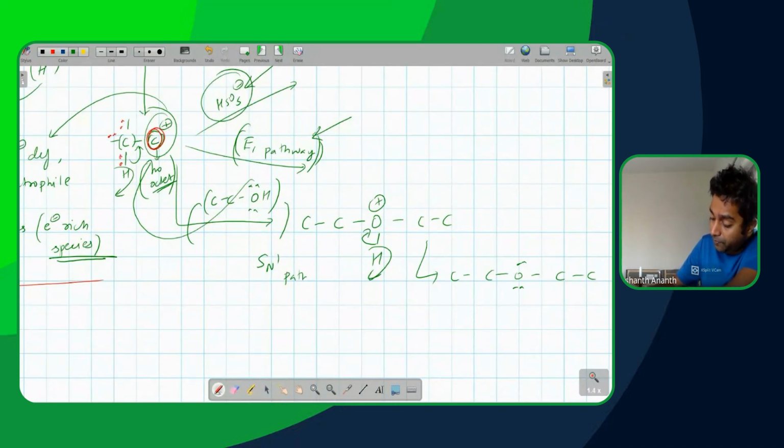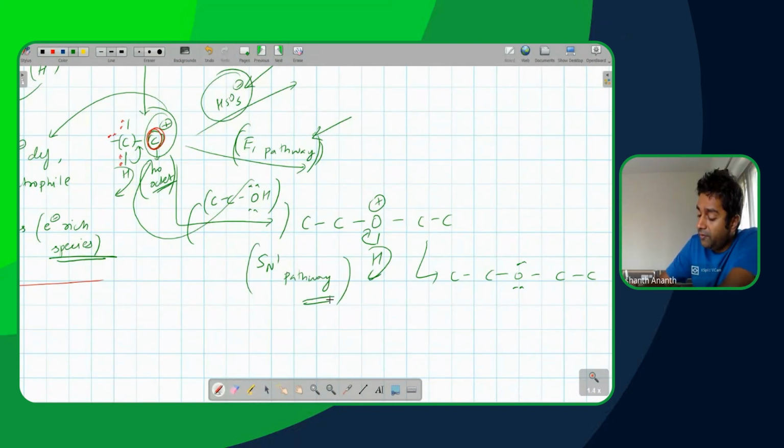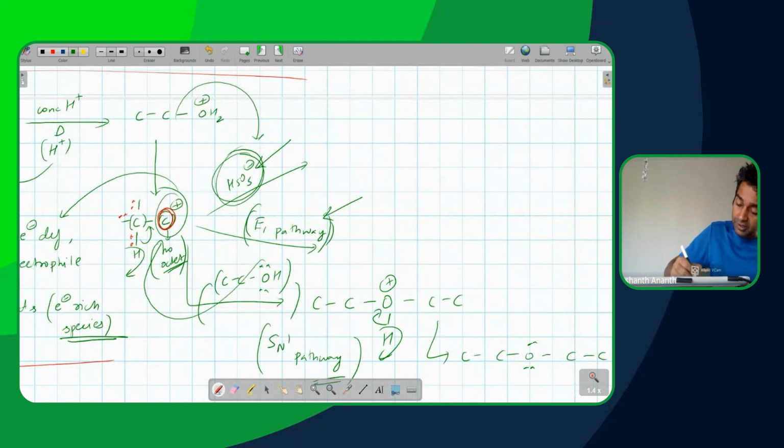SN1, SN2. Now, when we are talking about this pathway, let's try to observe each pathway properly. First of all, this is the worst. Why is this the worst pathway? Because this is going to be the worst base.